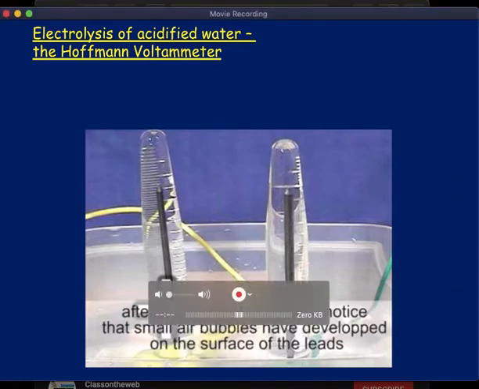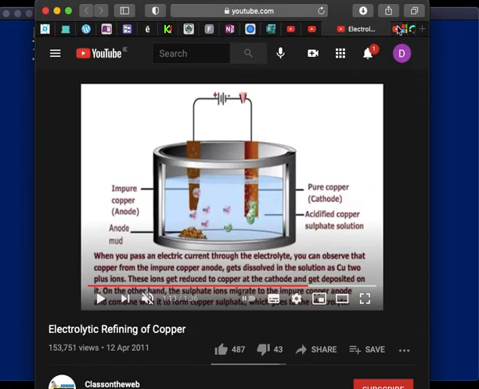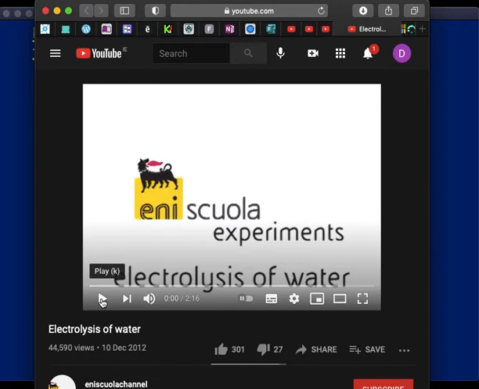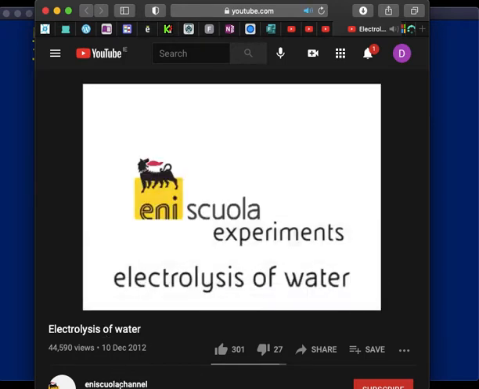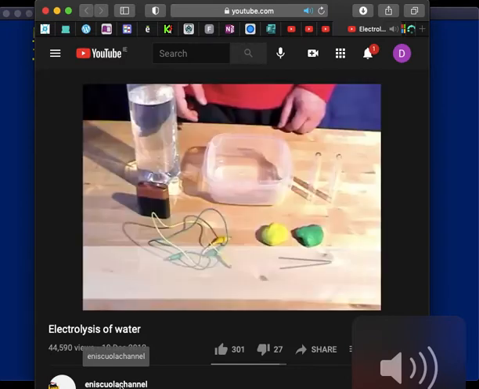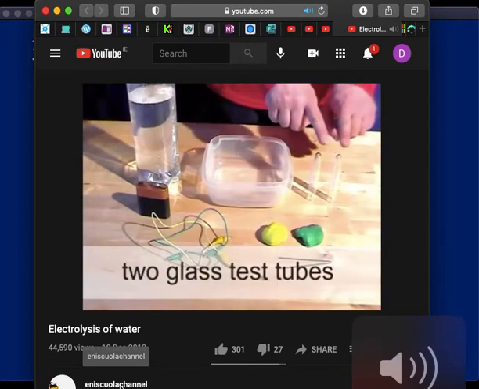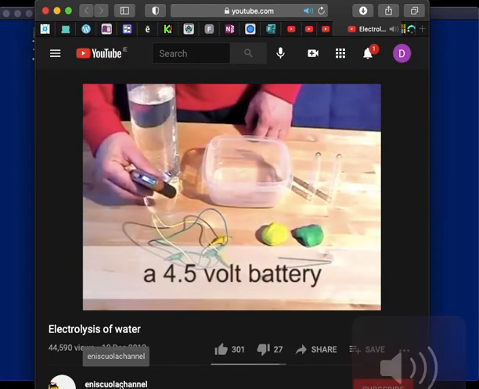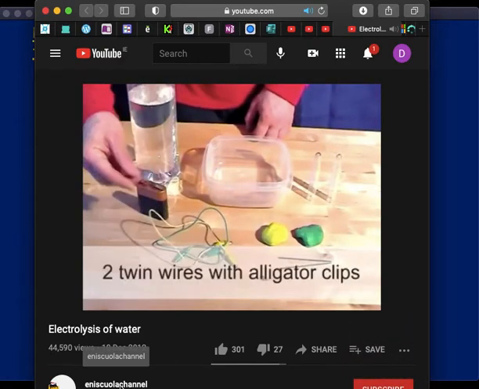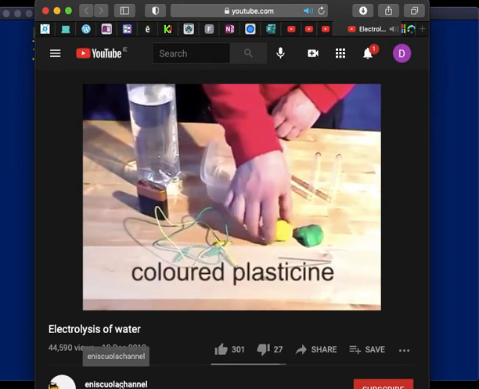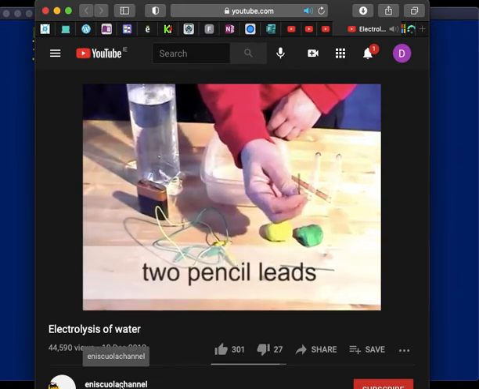Then in our last one, it's one we did when you were in junior cycle. Salt water, a transparent bowl, 2 glass test tubes, a 4.5 volt battery, 2 twin wires with alligator clips, colored plasticine, 2 pencil leads.